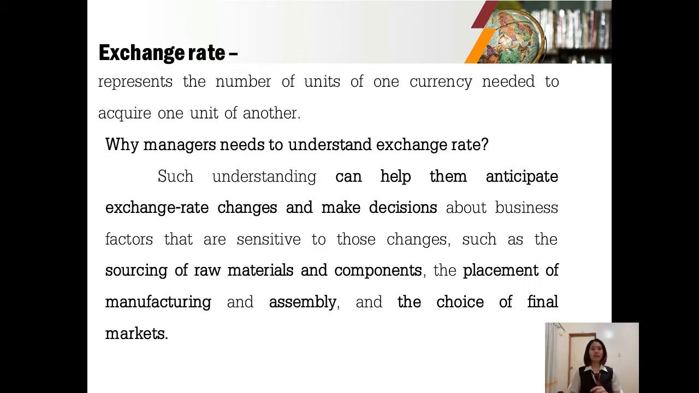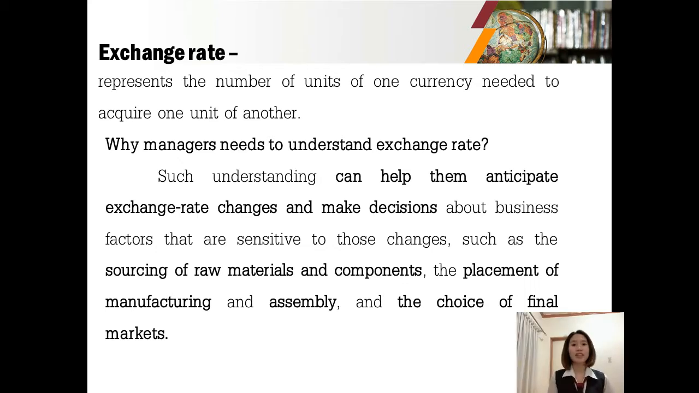So, why do managers need to understand exchange rates? Such understanding can help them anticipate exchange rate changes and make decisions about business factors that are sensitive to those changes, especially when the business is entering international business. It can help them come up with effective decisions when it comes to sourcing of raw materials and components, the placement of manufacturing and assembly, and the choice of final markets.